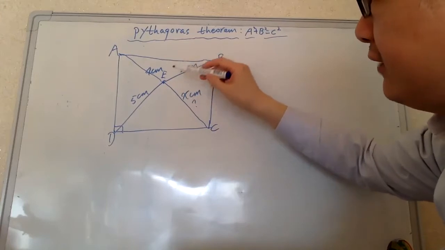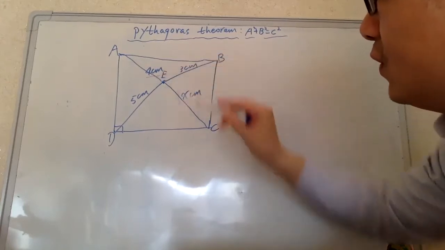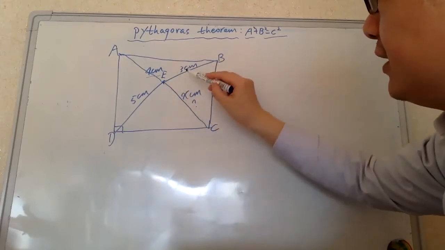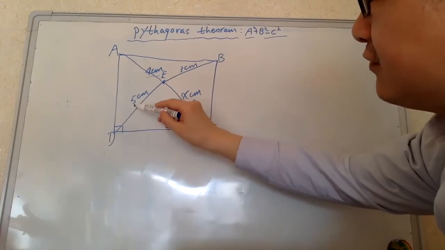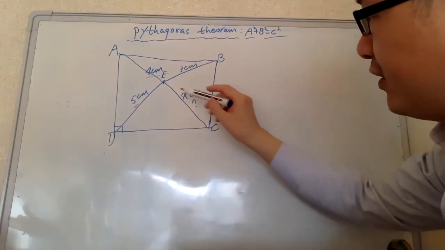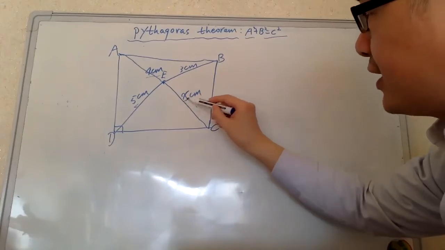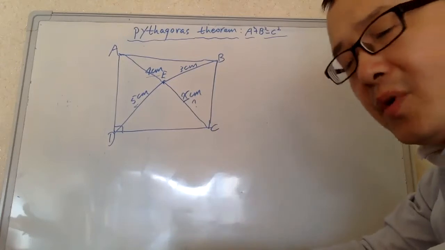It is given that AE is 4 centimeters, EB is 3 centimeters, and ED is 5 centimeters. You are asked to find the length of EC, with X as the representative. Now, how do we solve this problem?